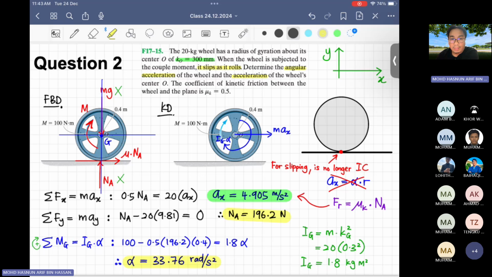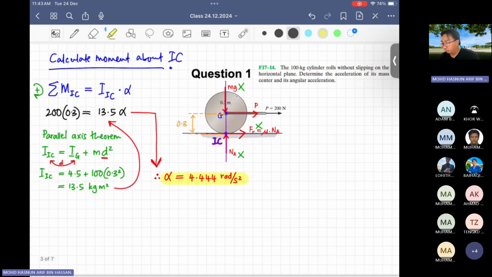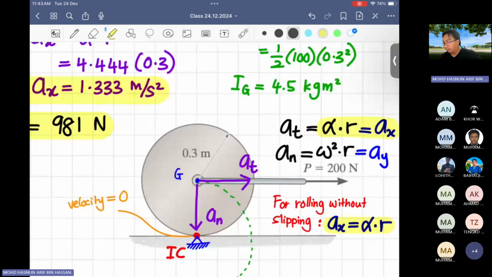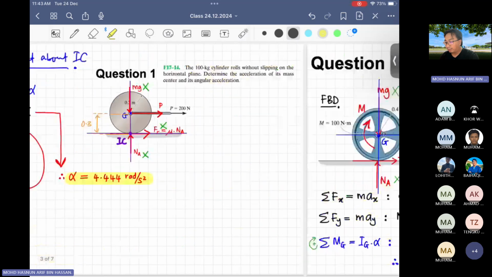Any question? So basically today I have shown two examples. One is rolling without slipping, where you need to use the equation AX equals alpha R. This is for rolling without slipping.